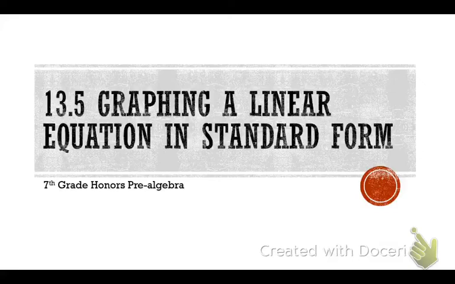Okay, so today we're in section 13.5, graphing a linear equation in standard form. Up until this point, we did slope-intercept form. I want you to view standard form as the sibling.